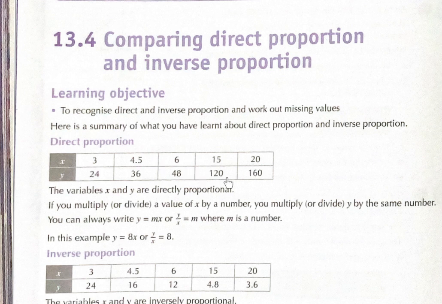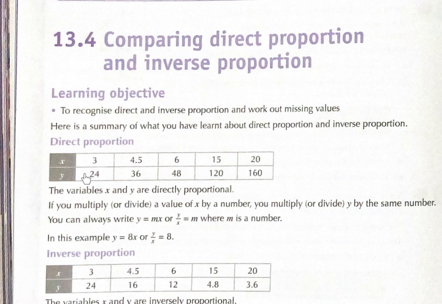We can write the formula for direct proportion. For example, we need to find the relation between y and x. If you divide y by x, 24 divided by 3 equals 8. So we can say that y equals 8x. So y equals a number times x. We can use the formula to find the missing value, or we can use cross multiply. In direct proportion, we can use cross multiply to find the missing value. For example, if I need this value, we can multiply 24 times 4.5 divided by 3.